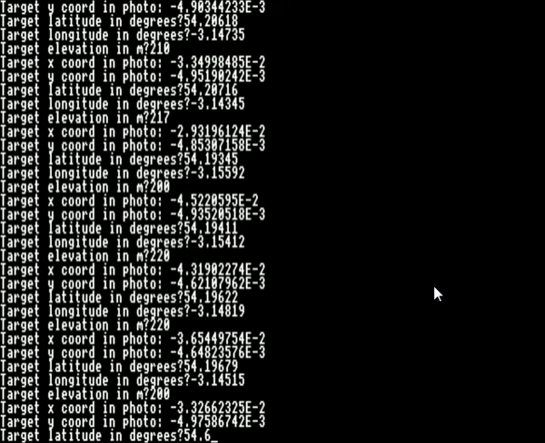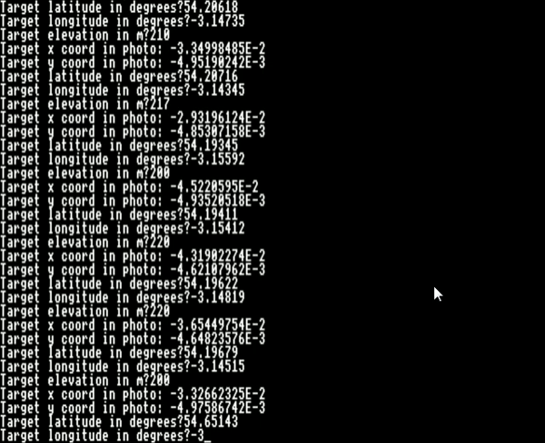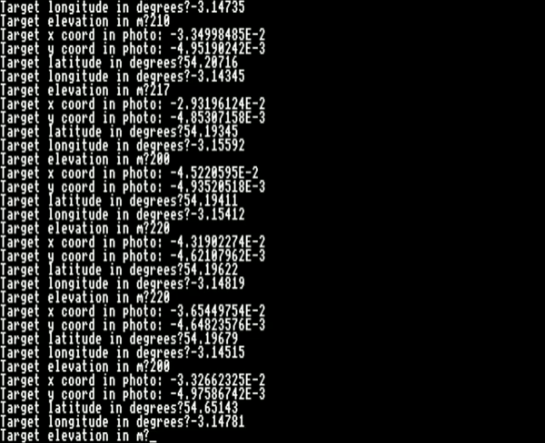Type in 54.65143 for your latitude and -3.14781 for your longitude, and you need an elevation, which is fairly easy to find for peaks in England because you just type in the name and Google knows it. 931 meters. Anyone who says there are no peaks in England above 2,000 feet is quite clearly full of it, because 931 meters is a lot more than 2,000 feet. It's even 709 meters of prominence, which is more than 2,000 feet.